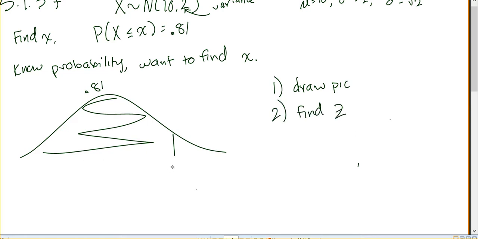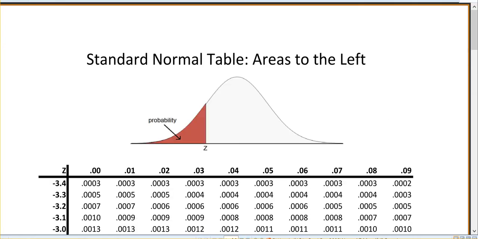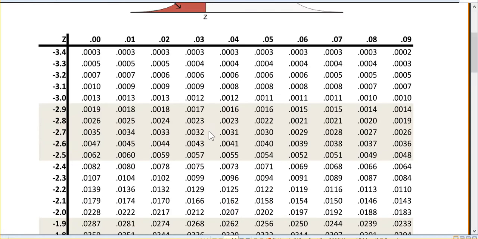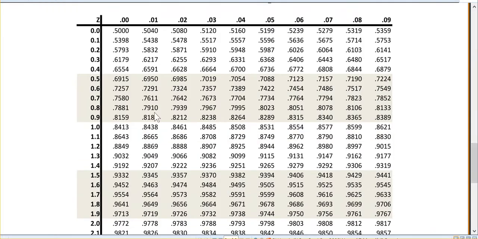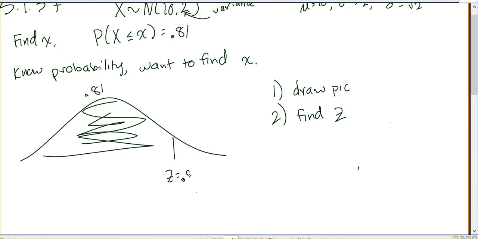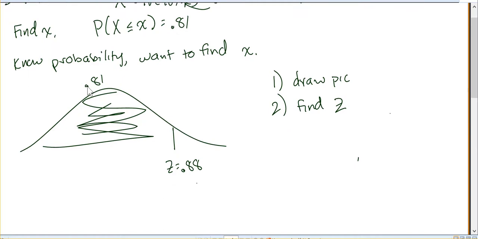Okay, so we're looking for some z value which has 0.81 area to the left. Now left is easy because that's what our table gives us. So we're looking in the middle because the middle is where the probabilities are. We're looking for a probability of 0.81. The closest we can get looks like this is probably the closest, so it looks like z is 0.88. So z equals 0.88, which coincidentally is close to 0.81, just a complete coincidence.